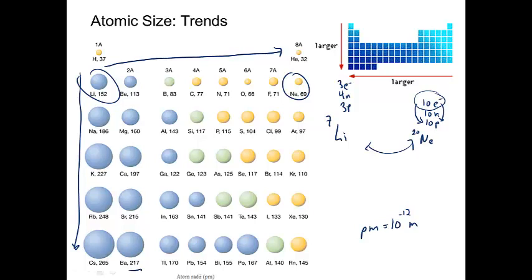So the general trend for atomic size is you have big atoms on the lower left, and you have small atoms on the upper right.